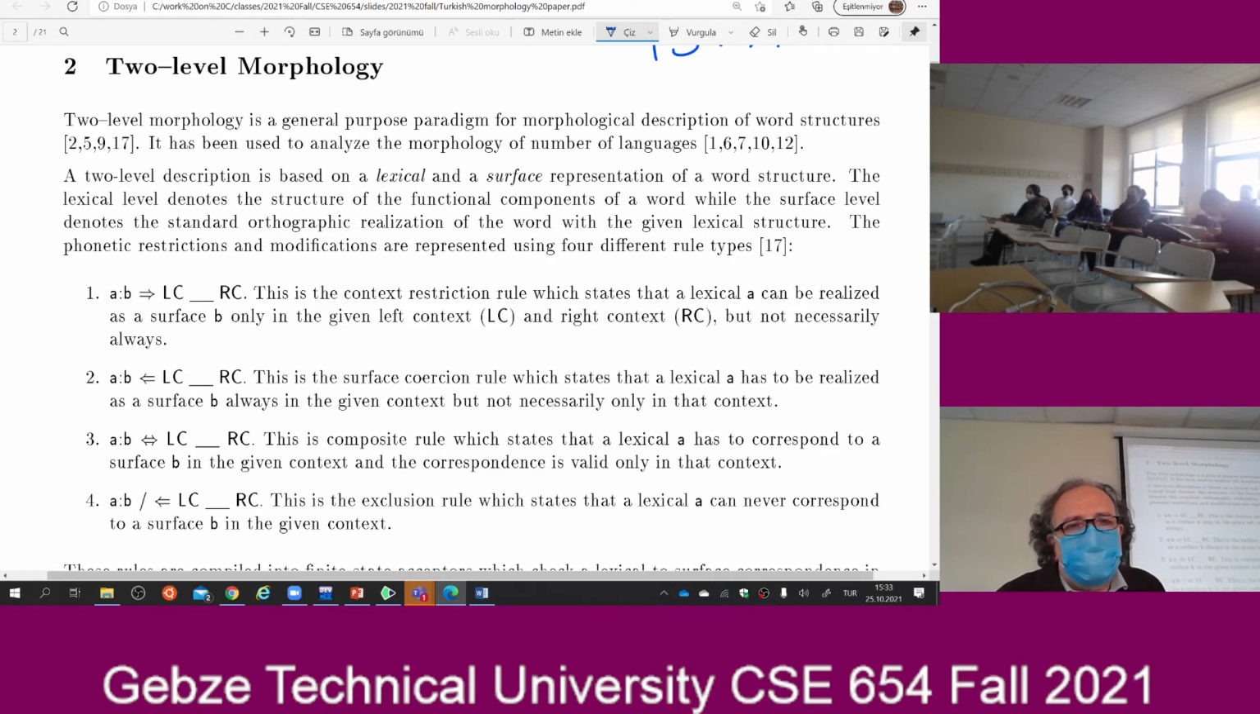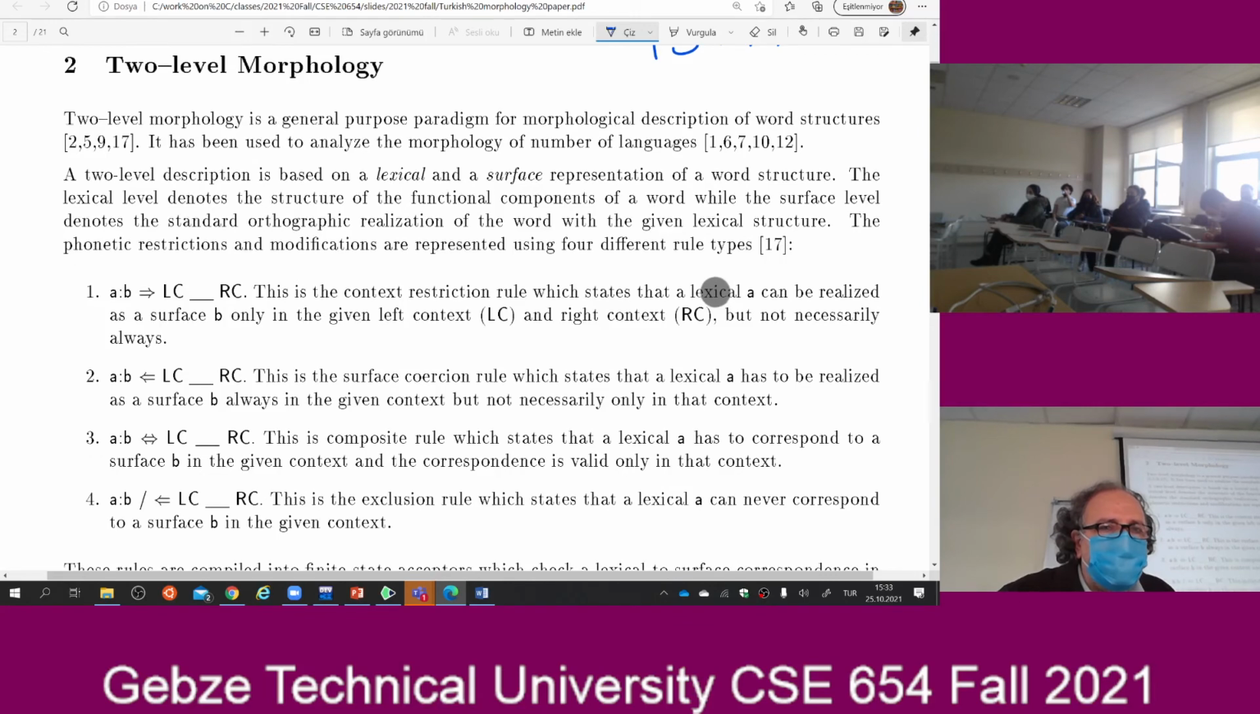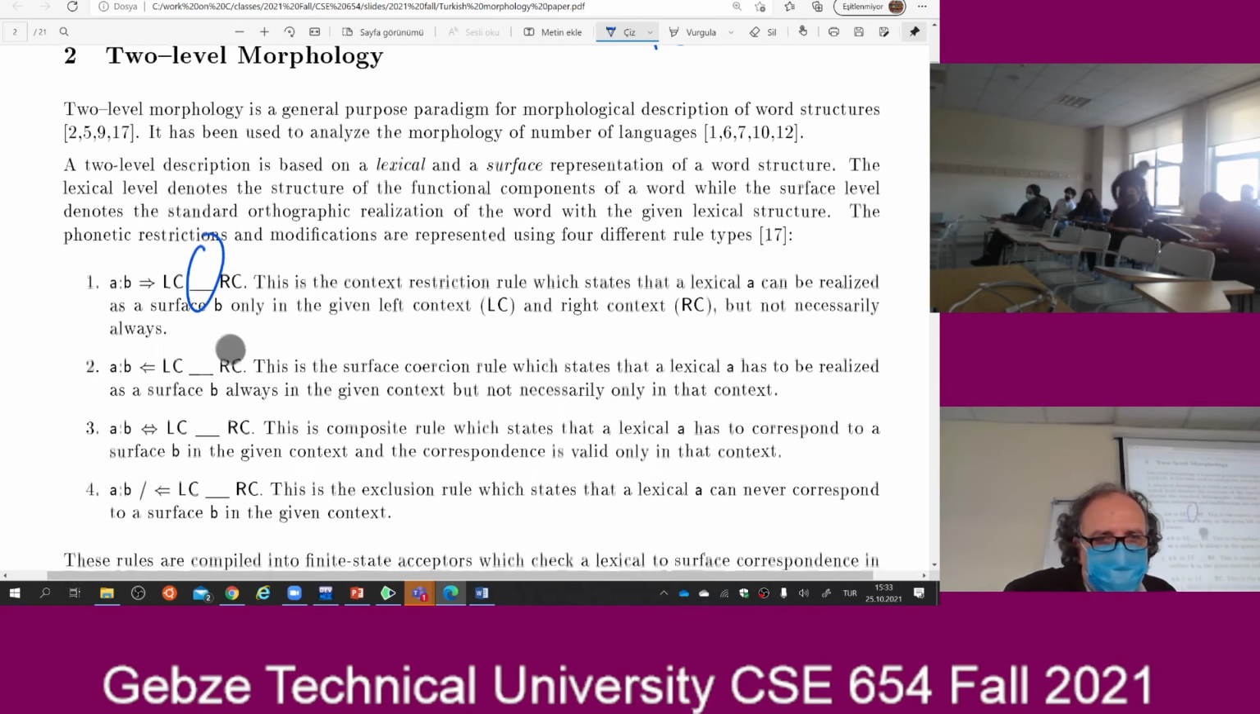But this one is only applicable under this condition. This is the context restriction rule, which states that the lexical A can be realized as a surface B, so lexical and surface form, only in the given left context and right context, but not necessarily always. So this is the left context and right context. If I am in the middle, I can produce B when I see this A. So this one is kind of rare.